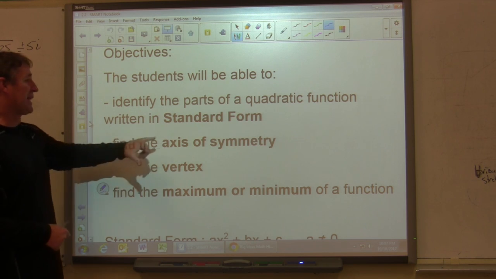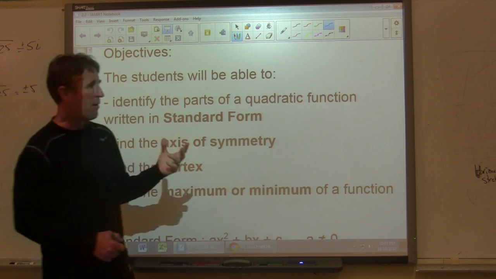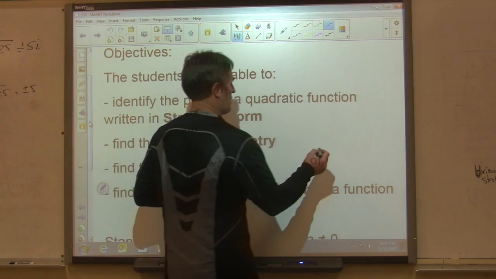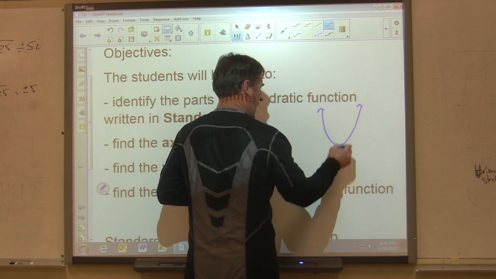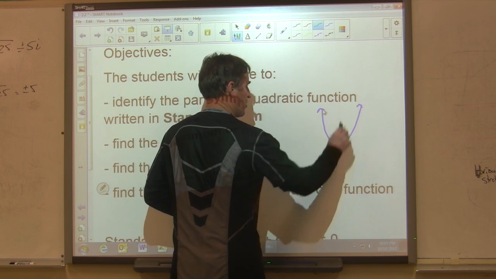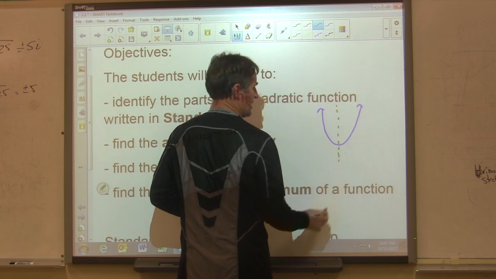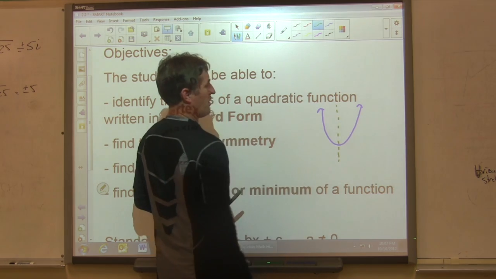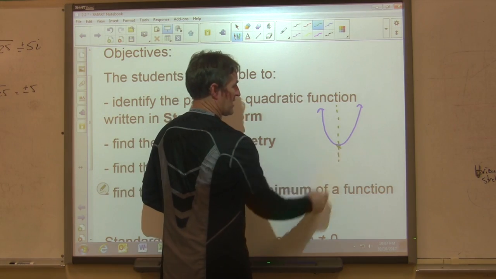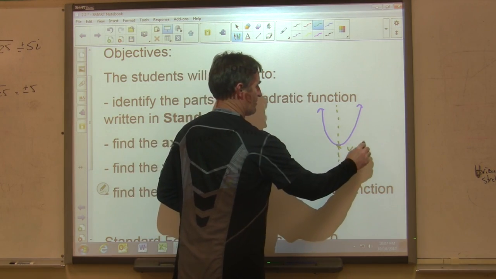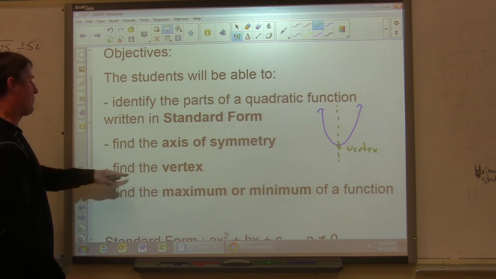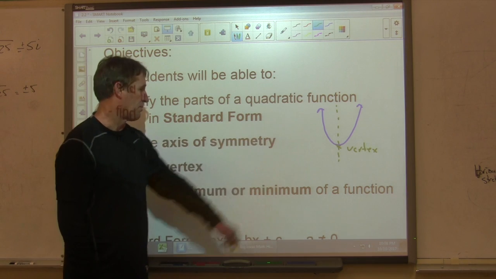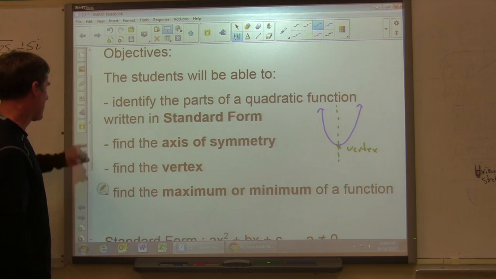We want to be able to find the axis of symmetry. Remember, you did axis of symmetry in geometry. If I have a parabola, an axis of symmetry is going to go through that so that if you folded it over, it matched up. And so it has to pass through the vertex. So that's what the axis of symmetry is. And we know what the vertex is. That's our turning point. But we have to learn how to find that.